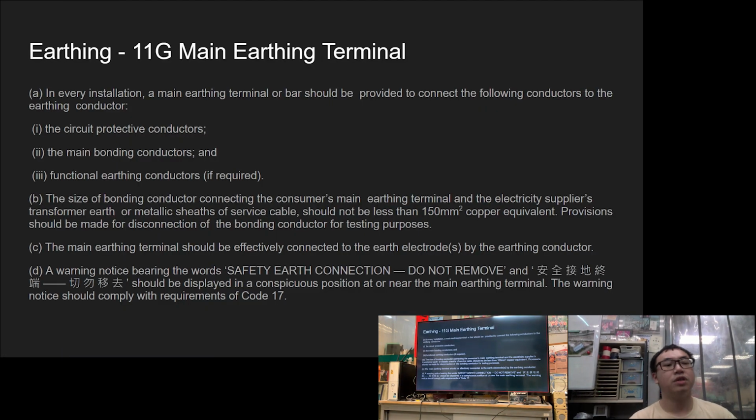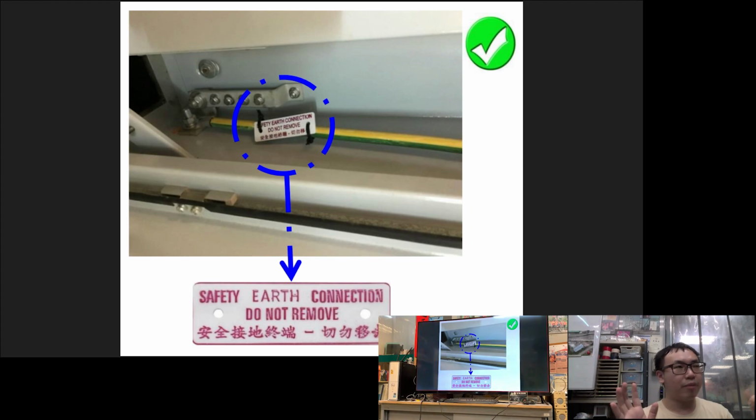Main earth terminal. Okay, so the main earth terminal is the final destination in your house, where the current will go to. So don't remove this line. If you remove this line, you know that the current will go through here. Finally, if you are in your house. Okay.